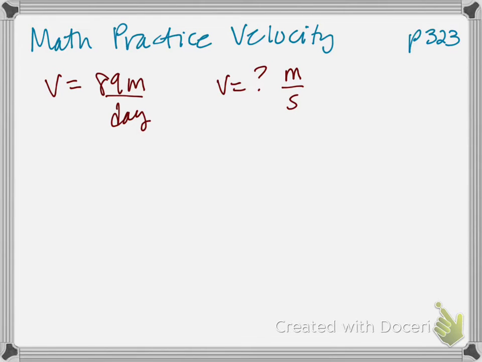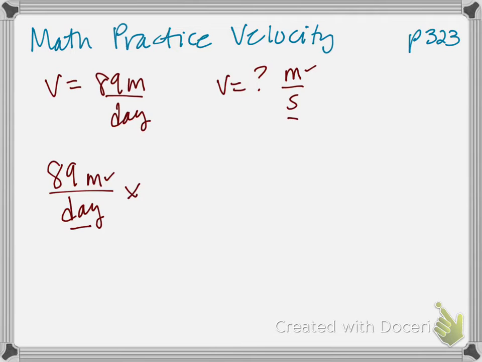The way you do this is just like way back in chapter 1, where we start with 89 meters per day. Our meters is good, that's what we want to end up with, but we've got to get from days to seconds, and we do that with unit conversion. So we're going to multiply by a series of fractions that are equal to 1 that are going to maneuver this so we get the right unit.